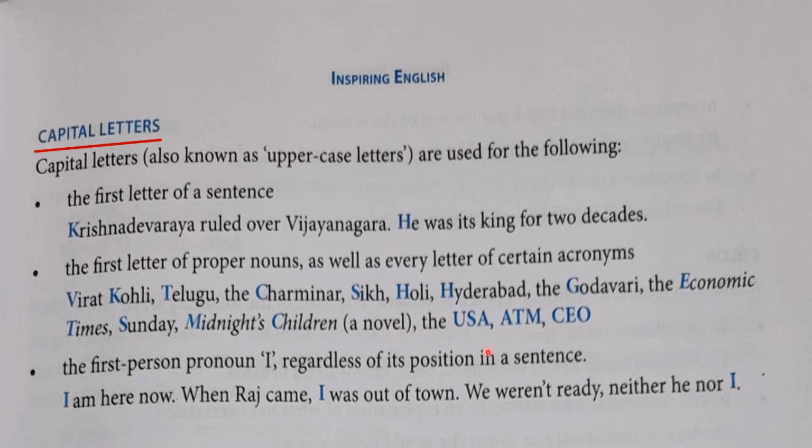So all these are proper nouns which have to be written with the first letter in capital letter. Then the acronyms or the abbreviations of some countries and other organizations also have to be written in capital letters. All the letters have to be written in capital letters. USA, ATM, CEO, etc. Then the first person pronoun I. When you talk about I, it has to be written in capital letter, regardless of its position in a sentence. Wherever it appears, it has to be written in capital letters.